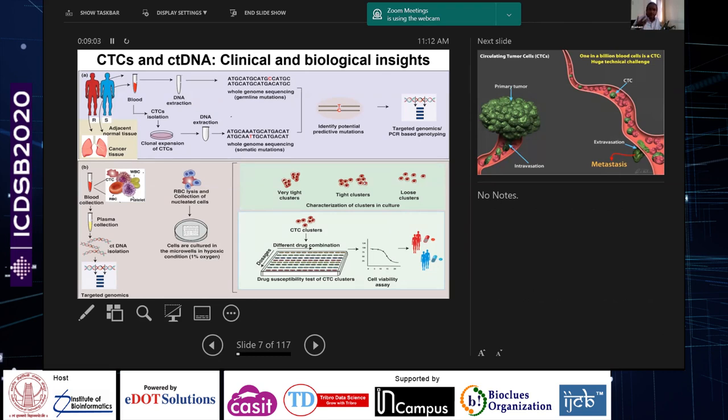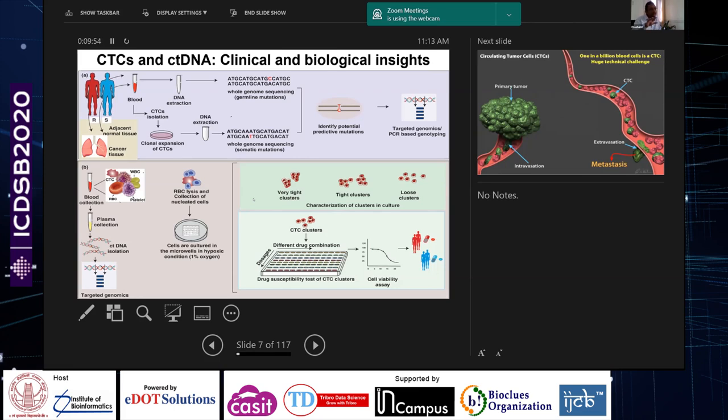CTCs, as I mentioned, come from the tumor and are present in the blood. If you can isolate these CTCs, you can extract the DNA from them, and then do whole genome sequencing or whole exome sequencing. You can identify the potential mutations, and go to the next stage where you can do targeted genomics. This is one aspect, and it could be used for any kind of cancer. The other aspect is that you can directly take the ctDNA from the blood. You may not need to take the cells, but can take the plasma part. Again, ask the similar question: you do genomics, find the mutation, and target those mutations.